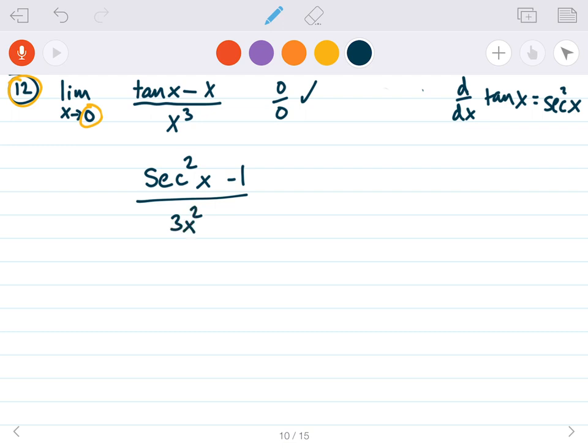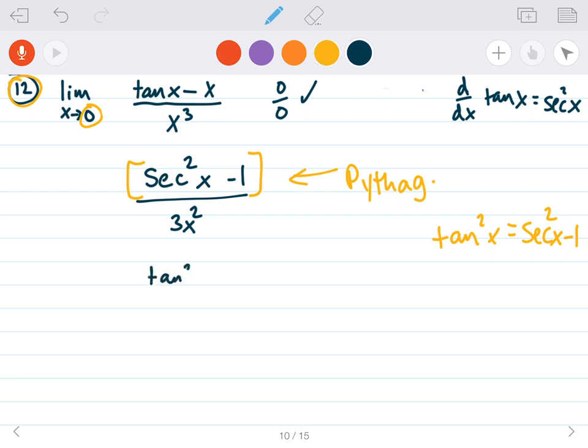Okay, so just to make this simpler, I'm going to use a Pythagorean identity here. So the Pythagorean identity is that tan squared of x is equal to secant squared of x minus 1. You probably learned this last year in trig. So that's what I'm going to do. I'm going to replace that before I go any further.